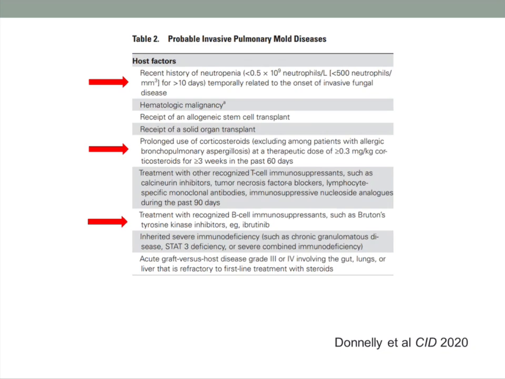So specifically for molds from those consensus definitions, host factors, neutropenia is one of the big ones, but any hematologic malignancy is actually considered a host factor. So you don't have to have that neutropenia. And I've certainly seen patients at Moffitt and Tampa General who aren't necessarily neutropenic, but are coming in with invasive fungal infections. Stem cell transplant, solid organ transplant, high doses of steroids, Bruton tyrosine kinase inhibitors, graft versus host disease. All of those can count as your host factors. You're coming up with risk stratification for fungal infection.